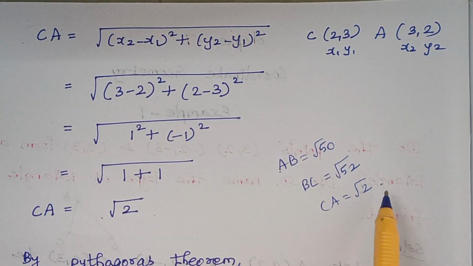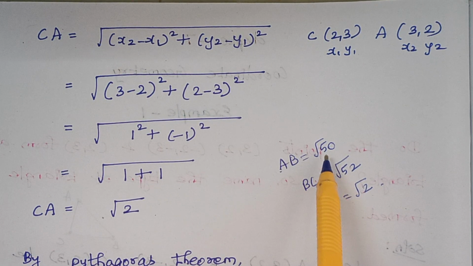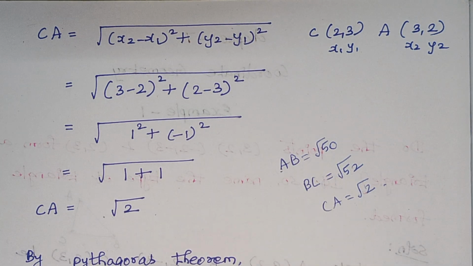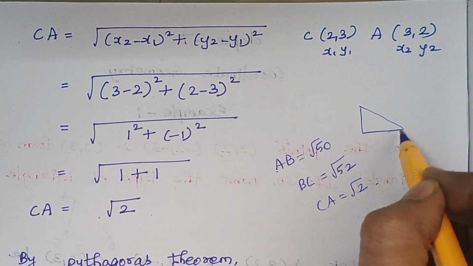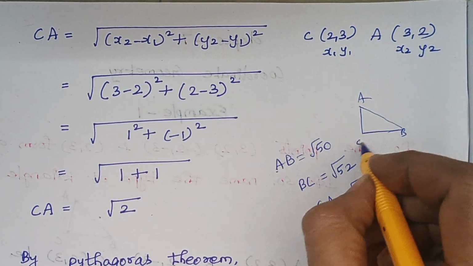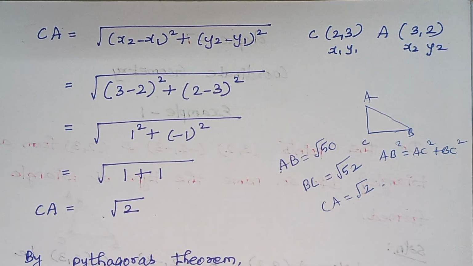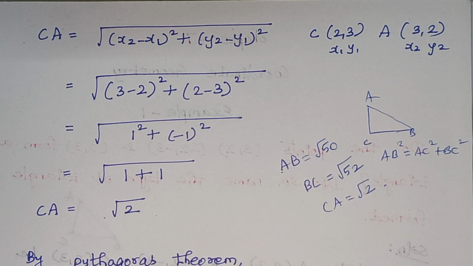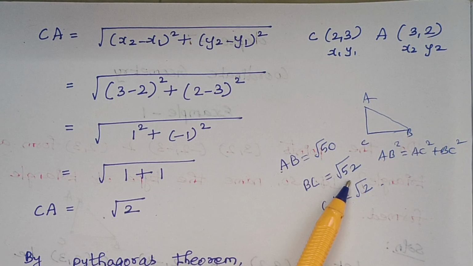You see, one is root of 50. You can even leave the root because when you consider a right angle triangle, we have hypotenuse square equal to the sum of the squares of the other two sides. Yes or no? This is the form of a right angle triangle. For example, if it is like this, then AB square is equal to AC square plus BC square. So when you remove the square root over here, you see 50 plus 2 matches exactly 52.